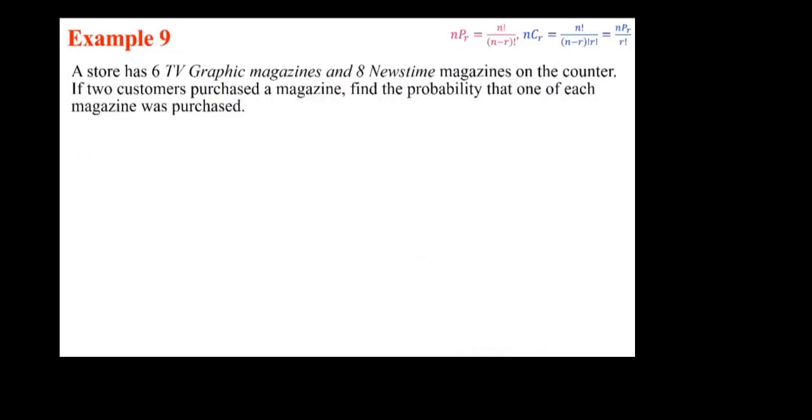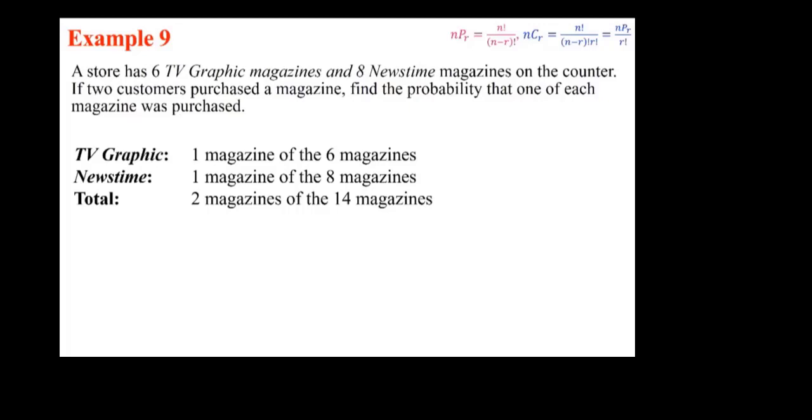So here's the next one. A store has 6 TV graphic magazines and 8 news time magazines on the counter. If 2 customers purchased a magazine, find the probability that one of each magazine was purchased. Let's see how we do that. First, let's write it in a manner that it's easy to follow. TV graphic, we want to choose 1 of the 6 magazines. News time, we want to choose 1 of the 8 magazines. And therefore, we have a total of 14 magazines, from which 2 are chosen.